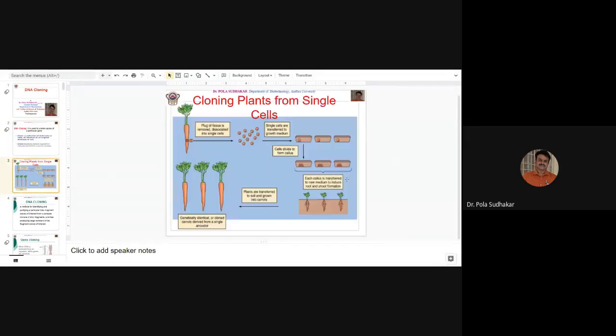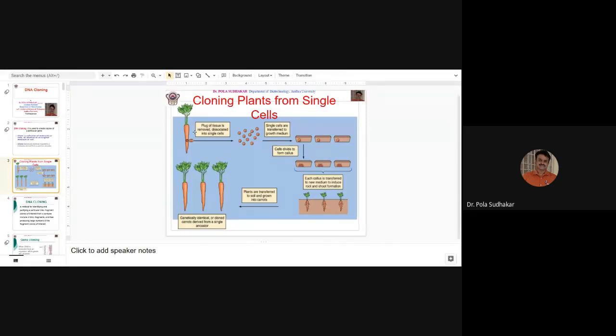Okay, so generally if you see plant clones, in plants we refer to it as propagation, clonal propagation, micropropagation. If you want to clone plants, plants have the ability called totipotency, which means every plant cell is able to produce an entire plant. Based on that property, you can produce many identical plants.